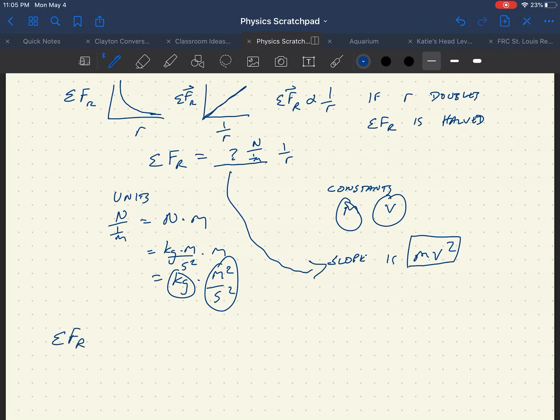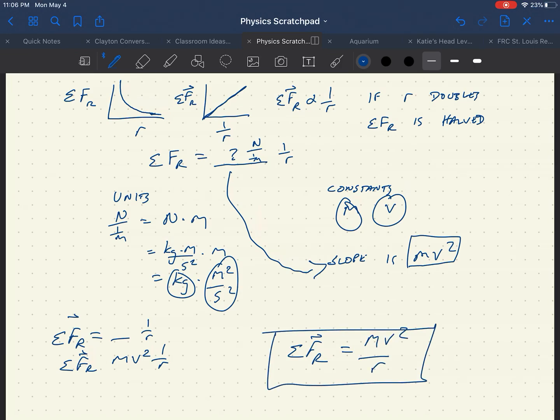So the net force radial is equal to something times 1 over r, and that something is m times v squared. And if we rewrite that, our general equation becomes net force radial equals m times v squared over r. And that's how you analyze your quantitative uniform circular motion lab.